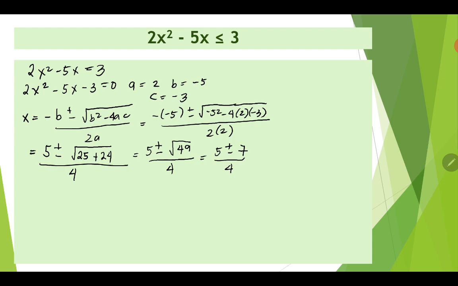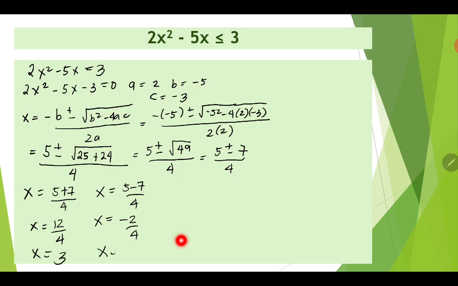So, gawa na tayo ng dalawang equation dito. x is equals to 5, yung positive 7 muna, over 4. Tapos yung isa, x is equals to 5 minus 7 over 4. So, yung x natin is 5 plus 7, that is 12 over 4. Dito naman, x is equals to negative 2 over 4. So, 12 over 4, that is x is equals to 3. Dito naman, x is equals to negative 1 half. Okay. So, yan yung dalawang number na isa-set natin sa ating number line.